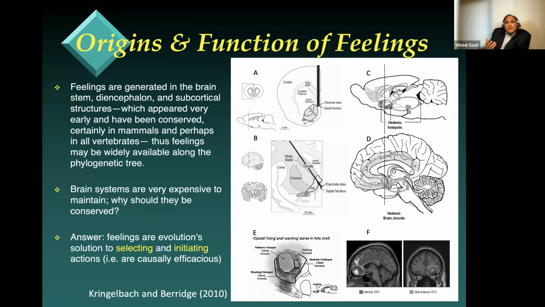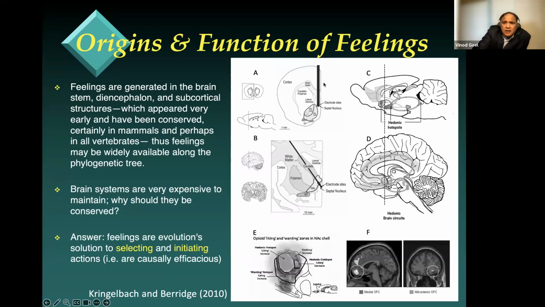So let me say a little bit about the origins and functions of feeling. Here I draw heavily in the book on the work from Panksepp, Kringelbach, and Burridge and Papp. These are all neuroscientists that work with rodents. And the story that's emerging from this work is that feelings are generated in the brainstem, diencephalon, and subcortical structures, which appeared very early and have been conserved, certainly in mammals and perhaps all vertebrates. Thus, feelings may be widely available along the phylogenetic tree.